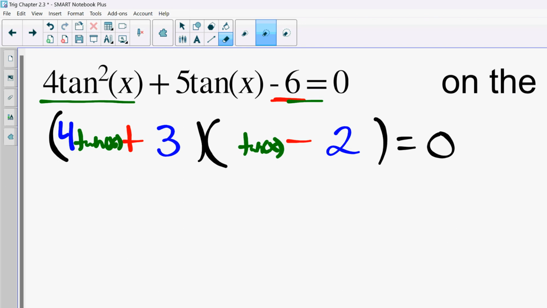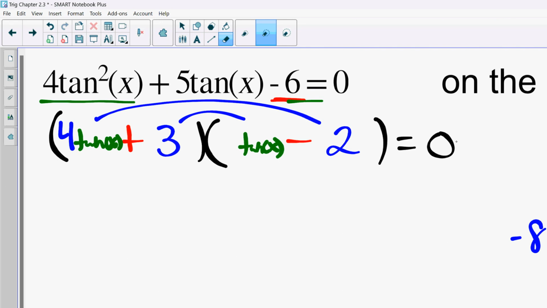Now if we check this here, 4 tangent times negative 2 is negative 8 tangent. 3 times tangent is going to be positive 3 tangent, which will give us negative 5 tangent of x. Is that the number we wanted? Well, no. Well, kind of, isn't it? Because we wanted 5, but we wanted it to be positive, not negative.